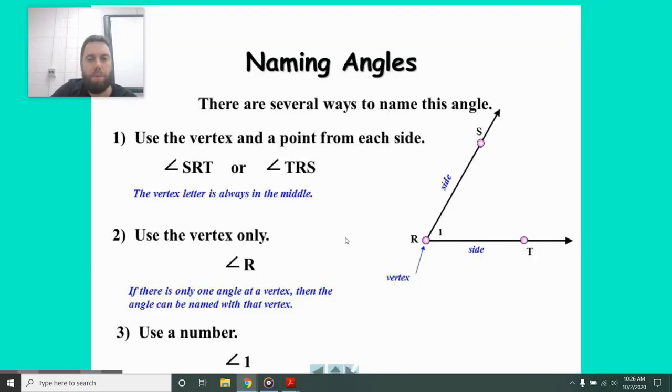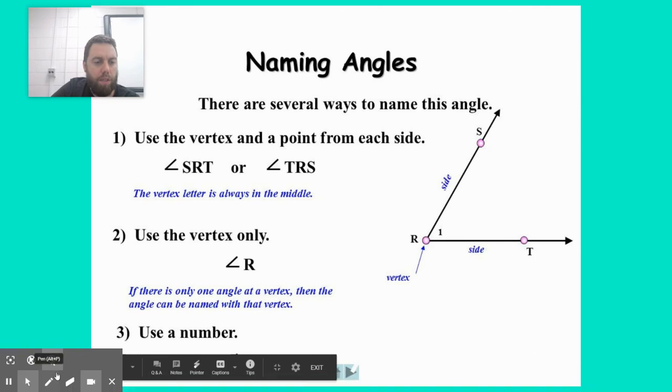And angles, a little bit more about angles. There are several ways to name this angle. We had talked about this a little bit. Use the vertex and a point from each side. Notice that the vertex, the back of the crocodile's mouth right here, this R, should be in the center of your three letters, okay? And you can either do SRT or TRS.